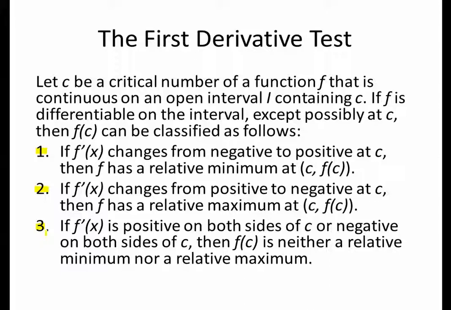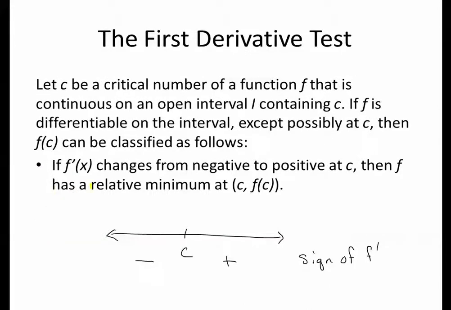Now, to really understand these, let's take a look at a couple of graphs. Looking at the first one, if f prime changes from negative to positive at C, so this is the sign of the derivative, here's our critical number C, then we have a relative minimum. Why is that? If the sign of the derivative is negative, we know the graph is decreasing. If the sign of the derivative is positive, we know the graph is increasing. And in drawing these arrows, it's fairly easy to see that this must in fact be a minimum, so a minimum makes sense in this case.